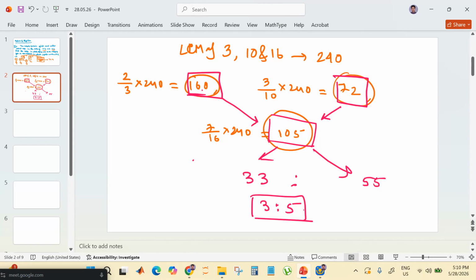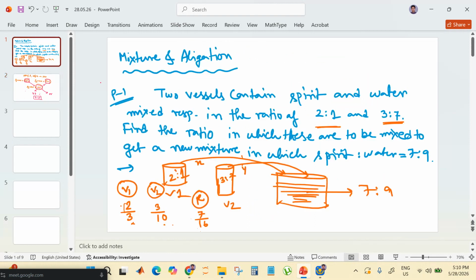So in a 3 is to 5 ratio, you can mix V1 and V2 to get the mixture where 7 is to 9 ratio of the spirit and the water will be present. So again I am discussing. First one 2 is to 1, second one 3 is to 7. From there we have to find 7 is to 9.